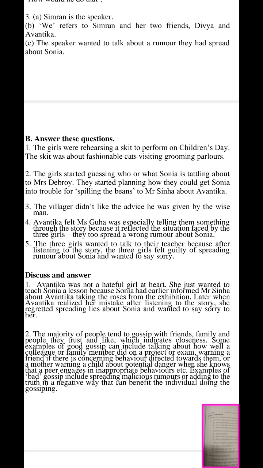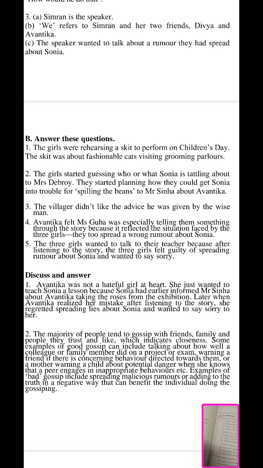Why did the villager in the story spread a rumor about the wise man? The villager didn't like the advice he was given by the wise man. Why did Avantika feel that Miss Guha told the story especially for Simran, Divya and herself? Avantika felt Miss Guha was specially telling them something through the story because it reflected the situation faced by these three girls. They too spread a wrong rumor about Sonia.